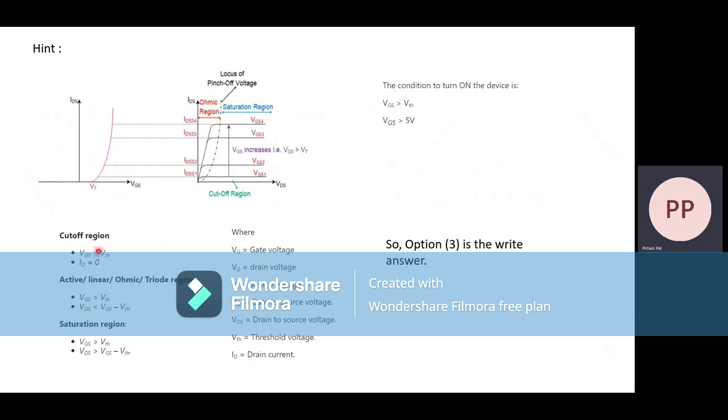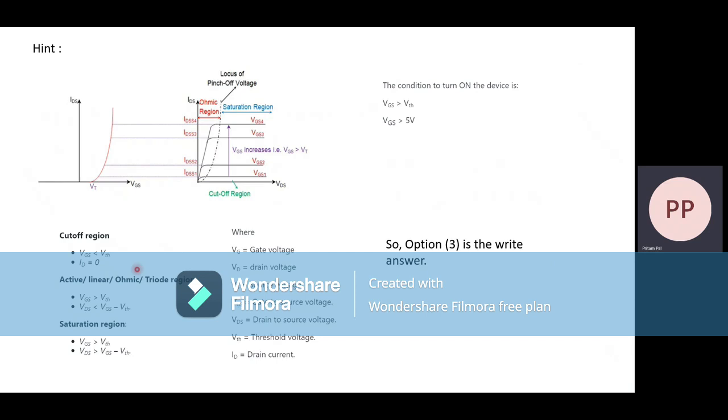As I mentioned already, this is the cutoff region, where VGS is less than the threshold voltage and ID is zero. Completely, you do not have any source to drain current in the circuit. That's why it's called the cutoff region. And then we have the active region, or let's say the linear ohmic region, whichever terminology you are comfortable with. And this is the condition where the gate voltage that has been applied has to be greater than the threshold voltage, right?